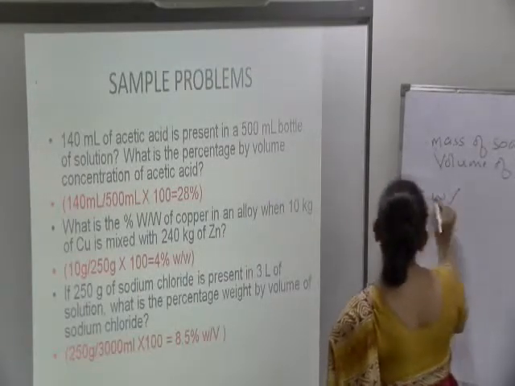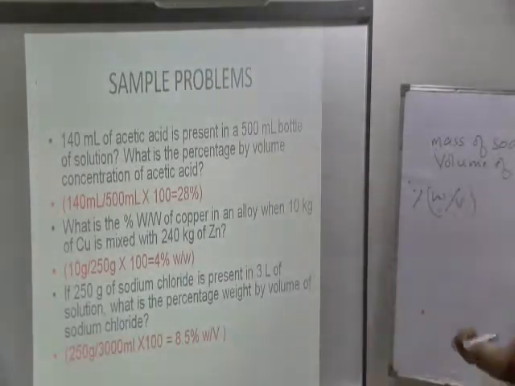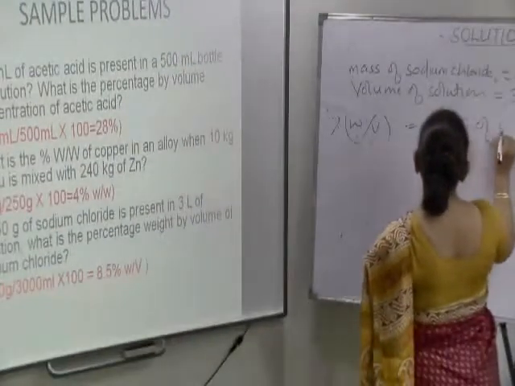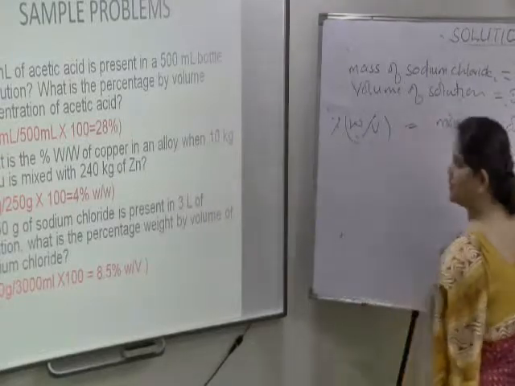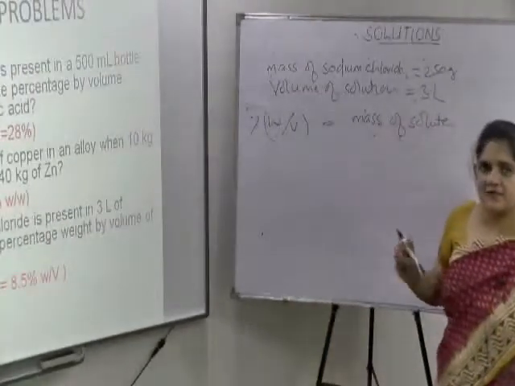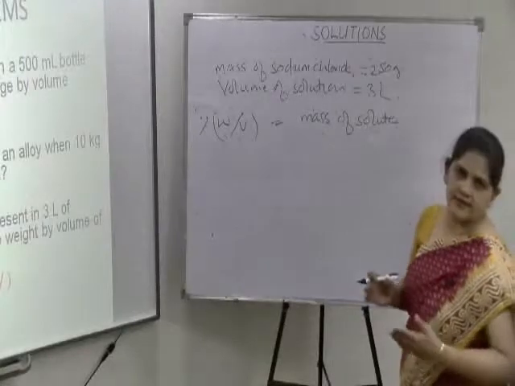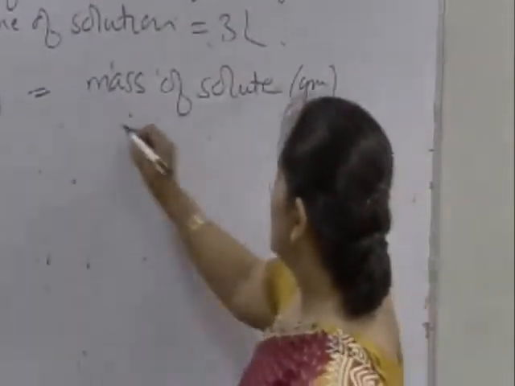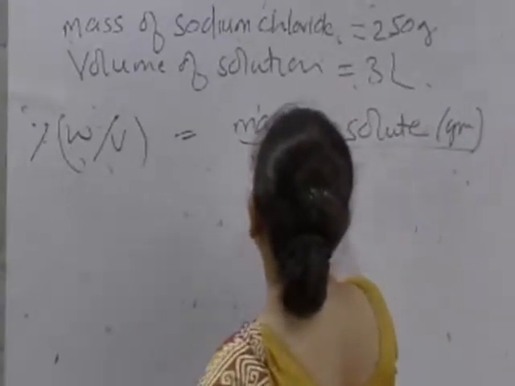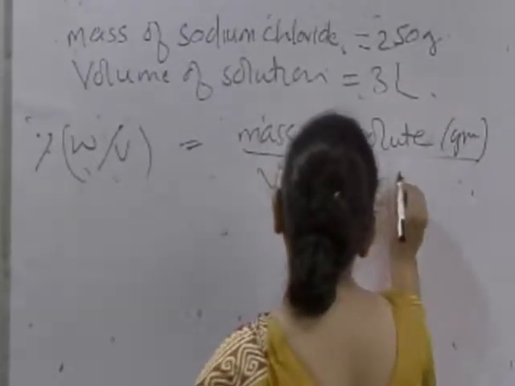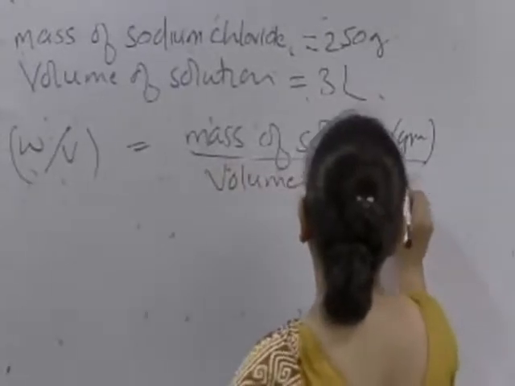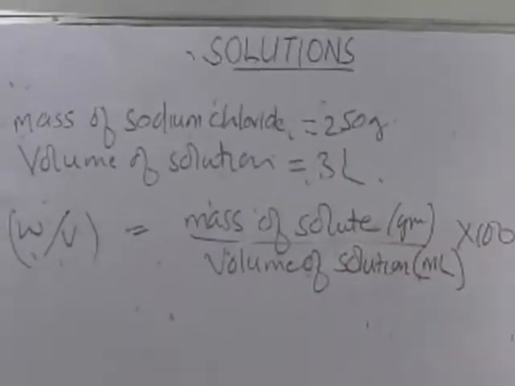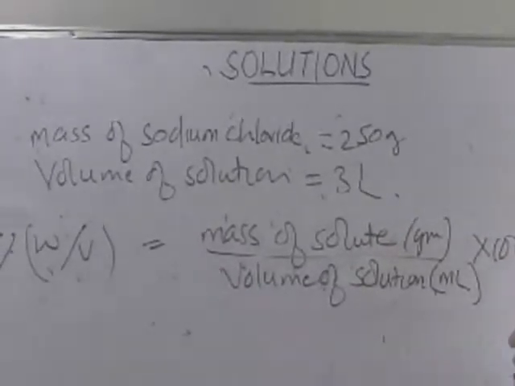When you talk about percentage weight by volume, you know the formula is the mass of solute. You have to find out how much solute in grams is present per 100 ml of the solution. So it is the mass of the solute in grams upon the volume of solution in milliliters, multiplied by 100, which gives you the volume percentage.